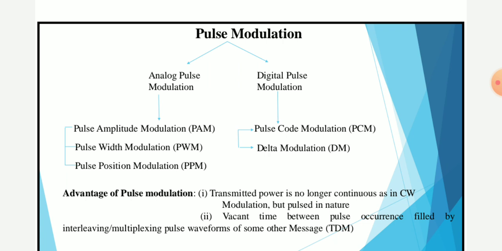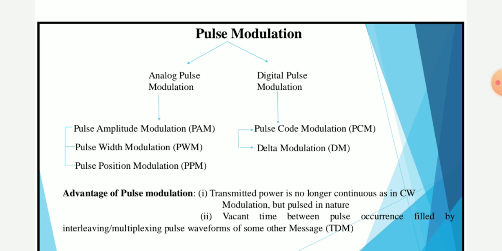These pulse modulation schemes are classified into two different types: analog pulse modulation and digital pulse modulation schemes. Coming to the analog pulse modulation system, both the message signal and carrier signal are analog signals, and this is classified into three types: pulse amplitude modulation, pulse width modulation, and pulse position modulation. And digital pulse modulation schemes are of two different types: pulse code modulation and delta modulation.